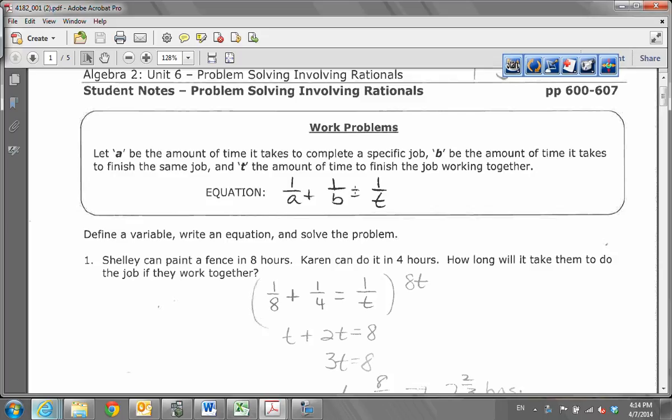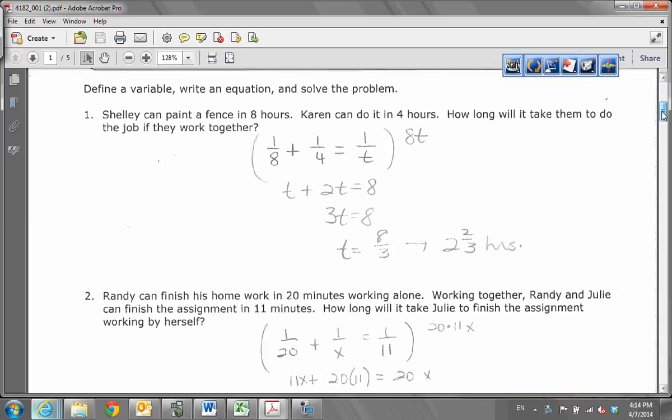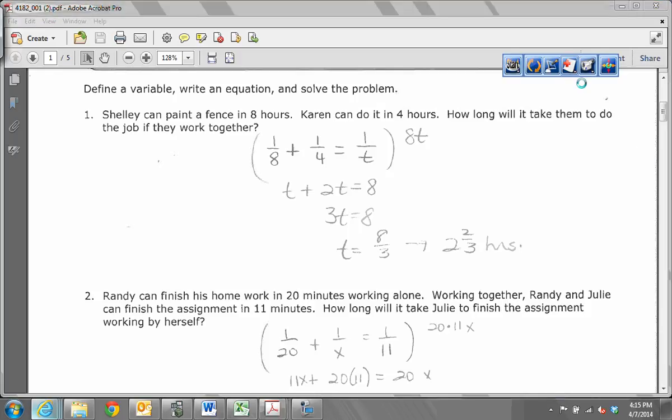So for that first example, we've got 1 over a plus 1 over b equals 1 over t. This is just the first job, second job, and total amount. So if you look here, I've got everything filled out using Miss Owen's notes. Shout out to her. She's listening. It says Shelly can paint a fence in 8 hours, so 1 over 8. Karen can do it in 4 hours, so 1 fence, 4 hours. We don't know how long it would take for 1 fence for the total amount of time, so for both of them, that is.